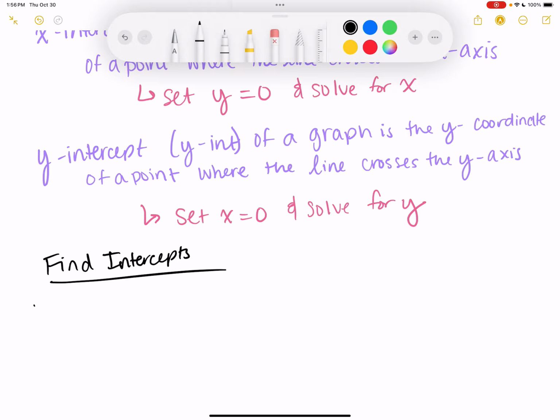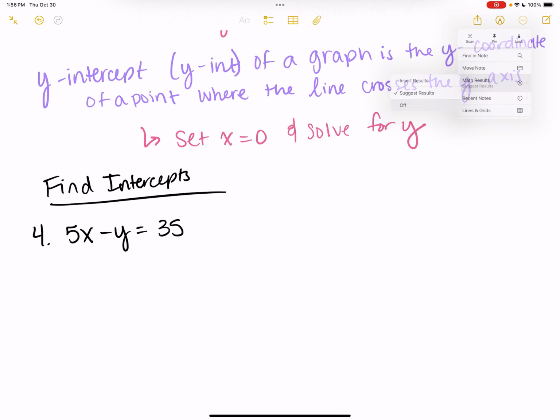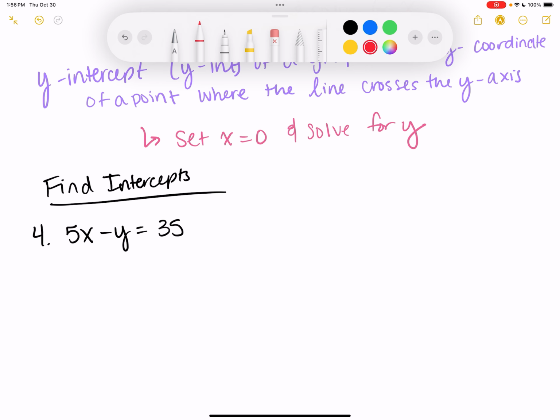So number 4, we have 5x minus y equals 35. So to find the x-intercept, I set y equal to 0 and I solve. So we can either do this where we're actually physically plugging in a 0 for y, which would be that I would do 5x minus 0 equals 35. So then obviously that's nothing. I divide by 5. So x is equal to 7. So that's my x-intercept there.